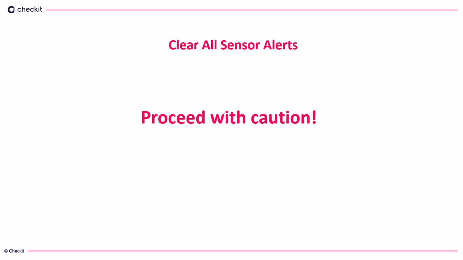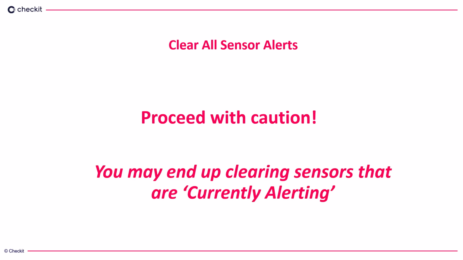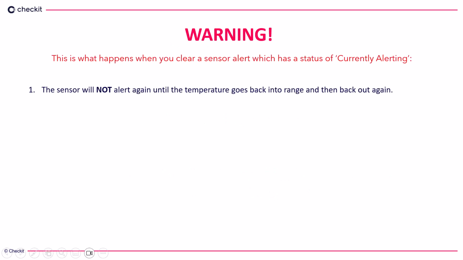As the name suggests, the Clear All button can clear everything, and this could include sensors that are still currently alerting. If you do clear alerting sensors, then you should be aware of the following important points. The first point is that the sensor will continue to record the temperatures. However, it will not alert again until the temperature goes back into range and then back out again.